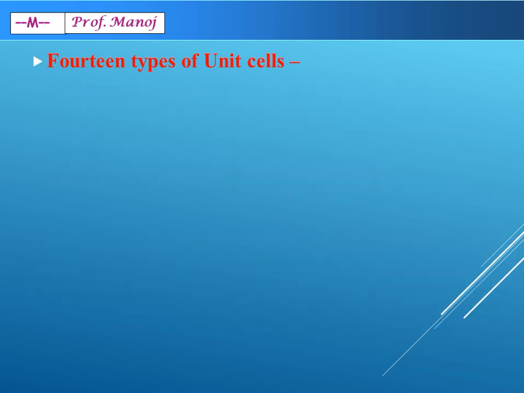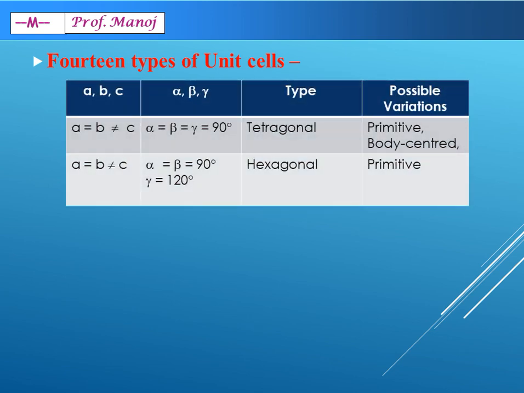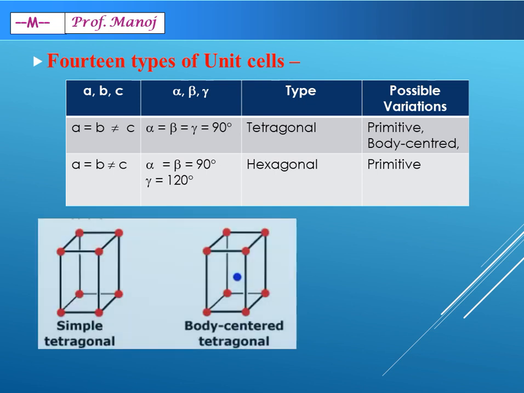Let us continue counting. The next type we have now is A equal to B but not equal to C. Under this we have again two conditions of angles. First, alpha, beta, gamma all are equal and 90 degrees, known as tetragonal. The type variations are primitive and body centered. In this case, these are the two possibilities: tetragonal simple primitive and tetragonal body centered. You can clearly see here the two lengths are equal but the third edge length looks different.